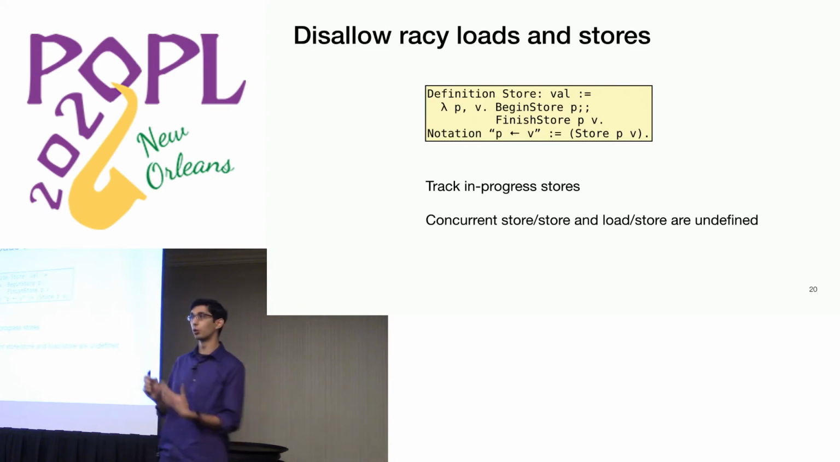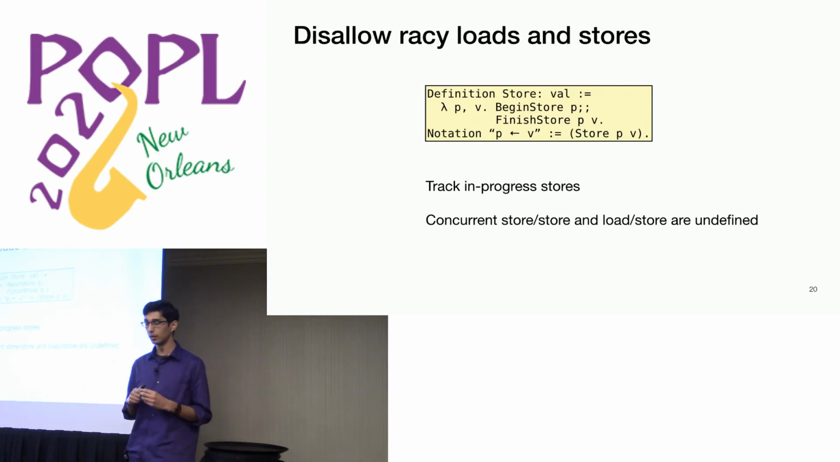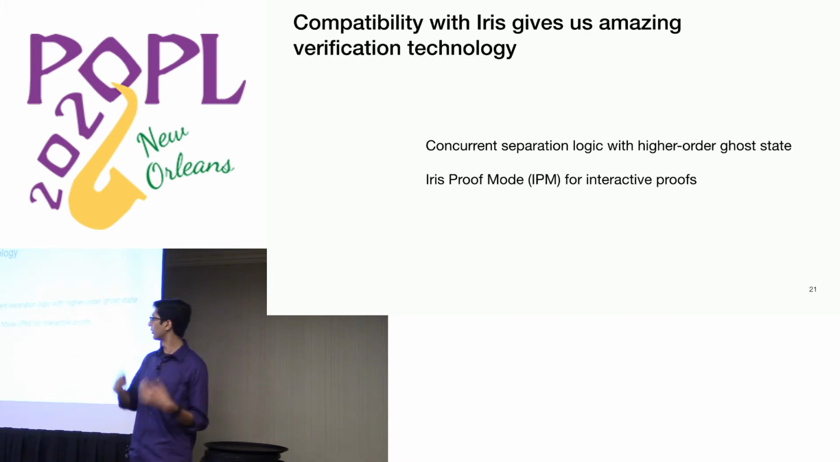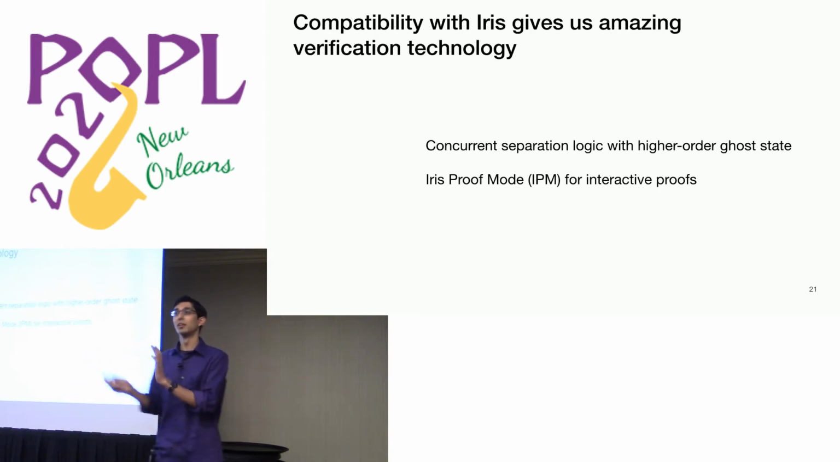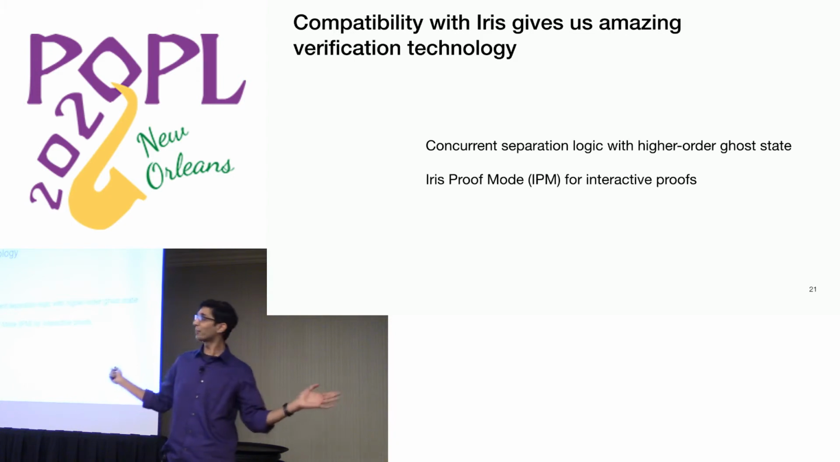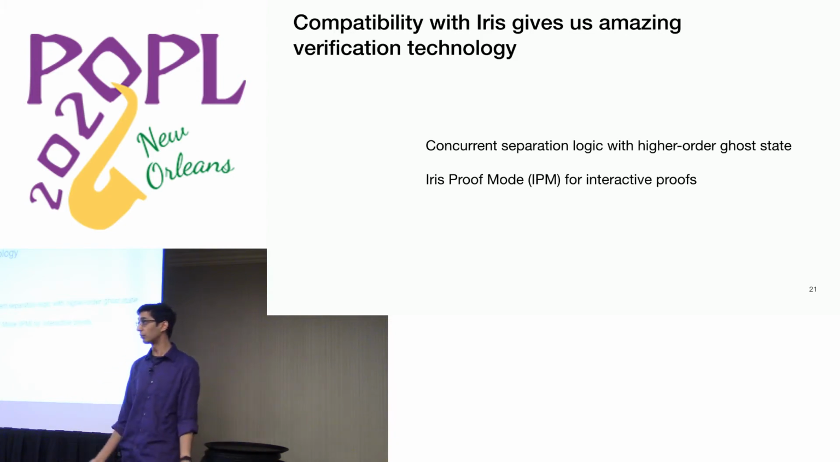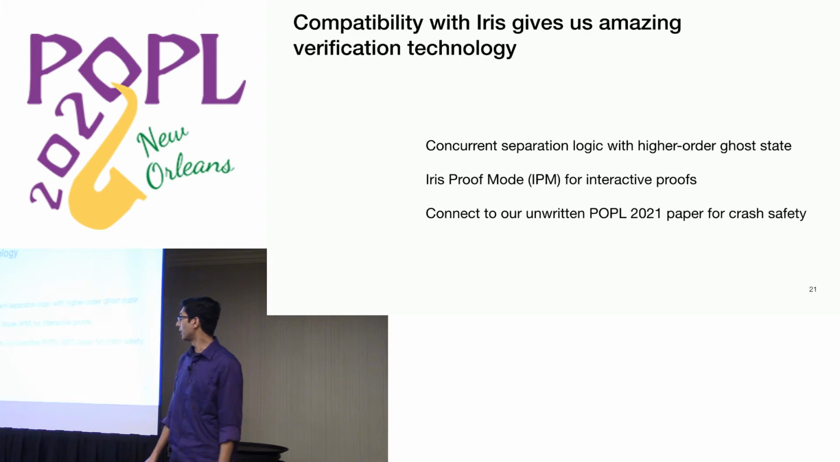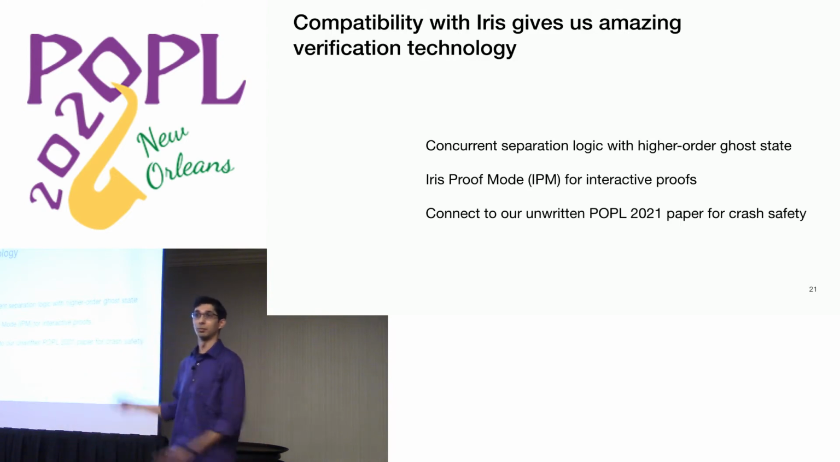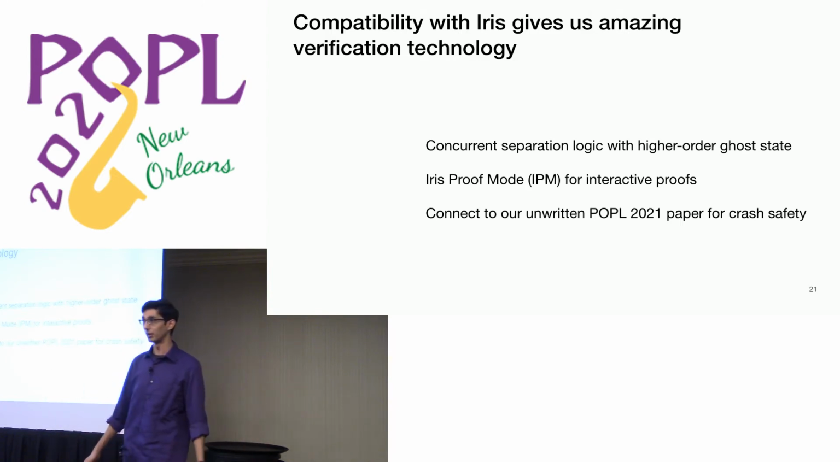So I'll make a little detour into how we do proofs in GooseLang. As I said, we plug GooseLang into Iris. If you're not familiar with Iris, I won't use very much of Iris. It's a concurrent separation logic with higher order ghost state. The only really relevant point is going to be the separation logic aspect. Iris is great. It's extremely productive. I'd like to make a plug for Iris. The Iris proof mode is great for doing interactive proofs and is very productive. And also, we can do things like connect to our unpublished POPL 2021 paper, which gives extra support for crash safety, which is something that I think would be unimaginable in some other framework.